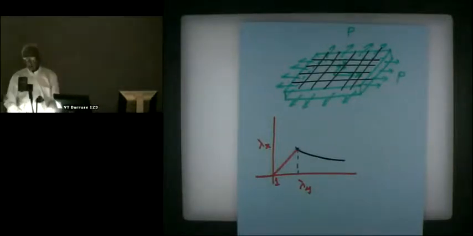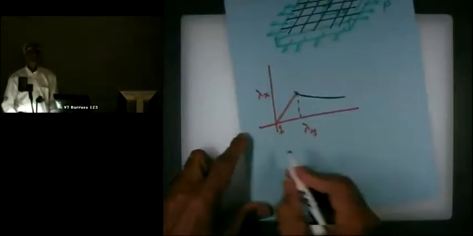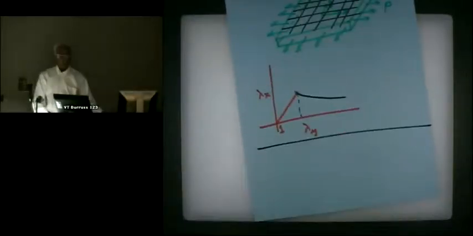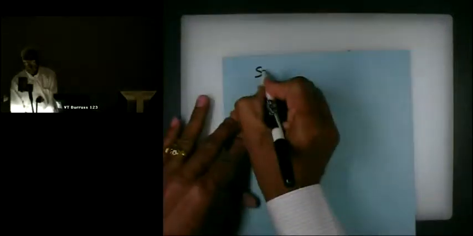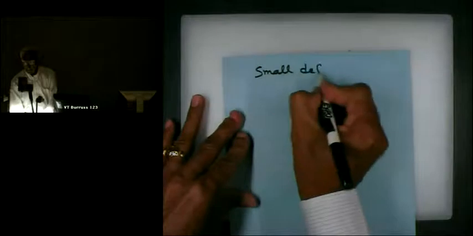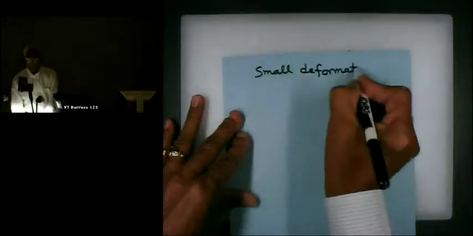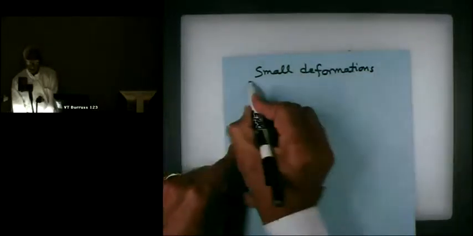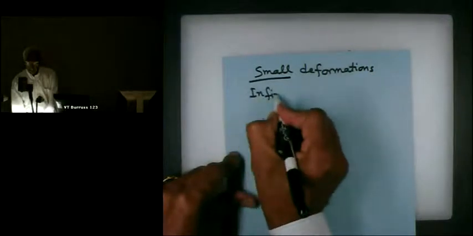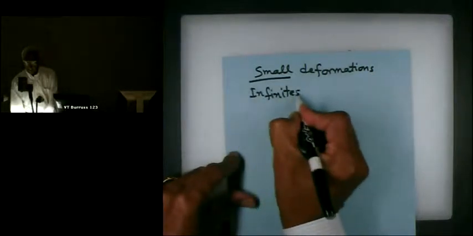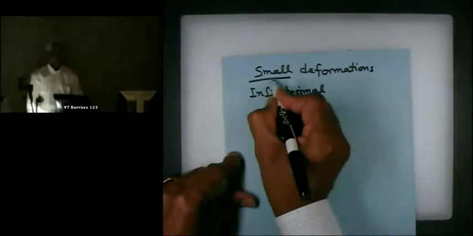So, if we are studying small deformations, what do we mean by small deformations? Either we use the word small, or we can also use the word infinitesimal. Both of these mean the same thing. Either small or infinitesimal, they mean the same thing. Okay?